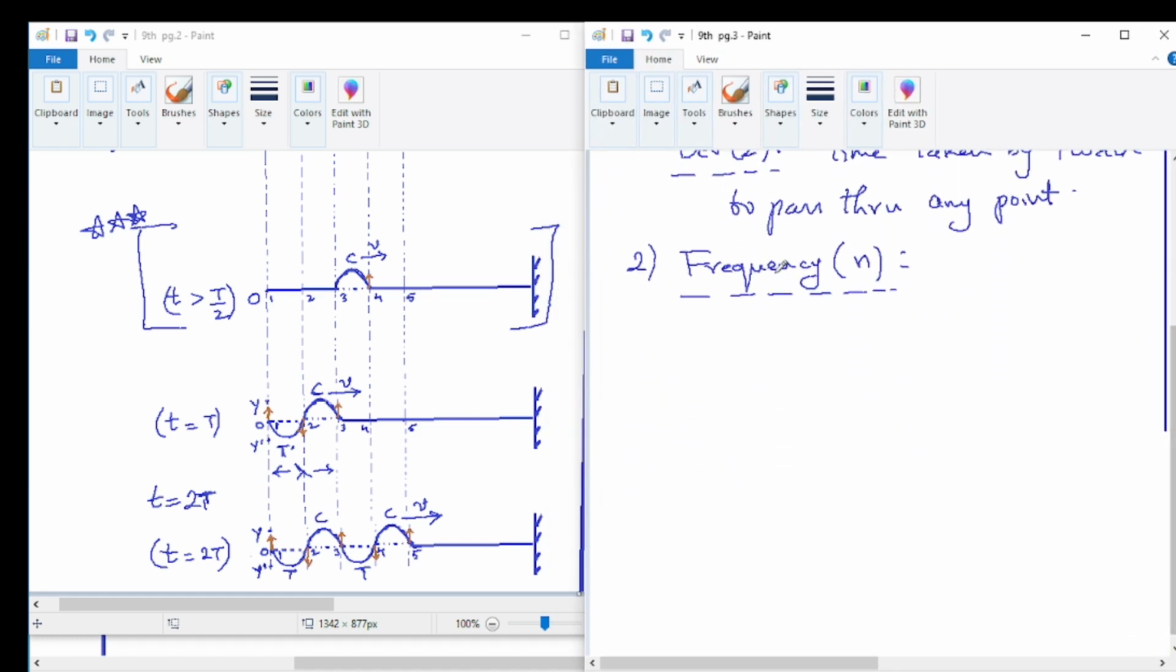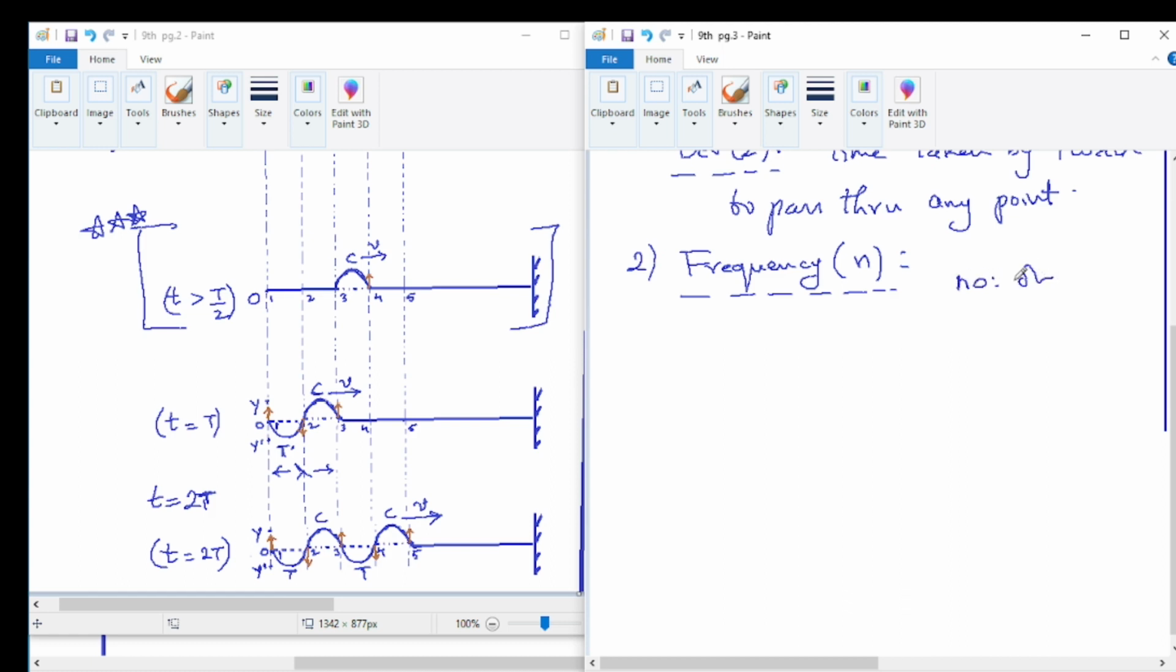Frequency n, frequency means how frequently the particle is vibrating. More frequently means more vibrations are made in 1 second. Less frequently means fewer vibrations are made in 1 second. Due to this, frequency tells us how quickly the vibrations are made. If in 1 second more vibrations are made, the vibrations are completed very quickly. That's why if frequency is more, the number of vibrations in 1 second, which is unit time, is more. If frequency is less, the number of vibrations in unit time is less. That's why frequency is defined as the number of vibrations in 1 second.